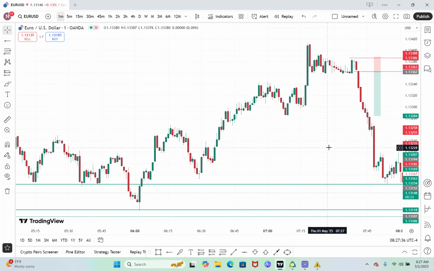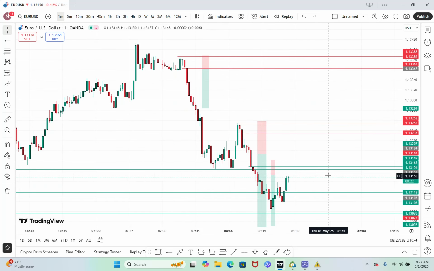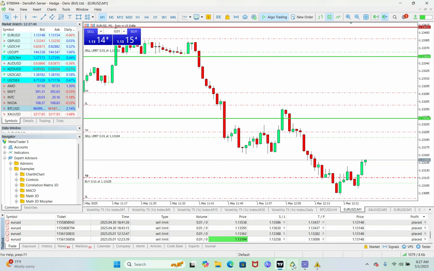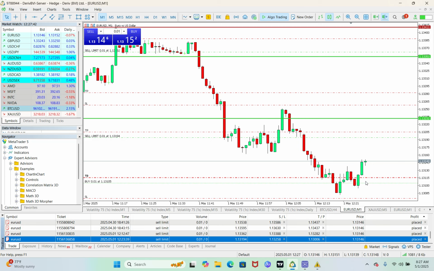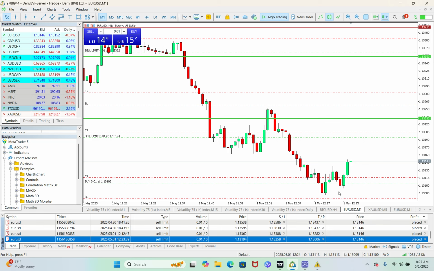Okay, so this buy trade is going on now. Let's check on it in MetaTrader 5. So buyers seem to be pushing up, forming new structure. Nice bull candle, pushing up. Buyers taking it up a notch.